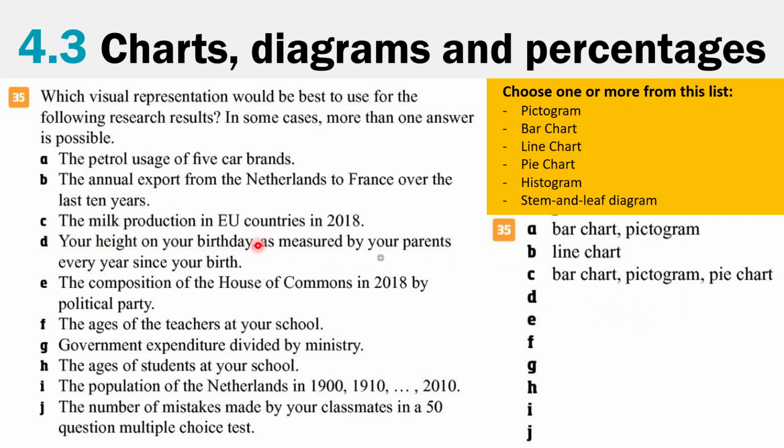D. Your height on your birthday as measured by your parents every year since your birth. Something over time. Guess what? I think I'm going to use a line chart here. Okay? Again, over time, use a line chart.